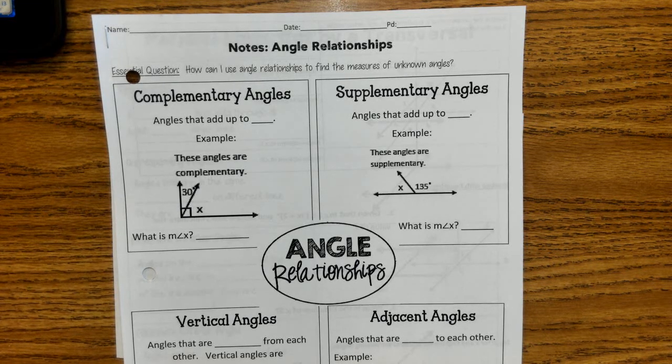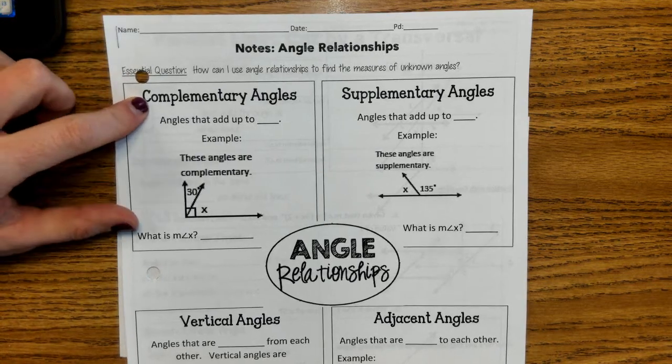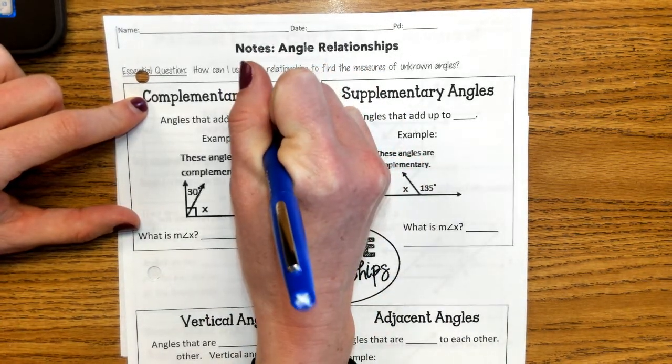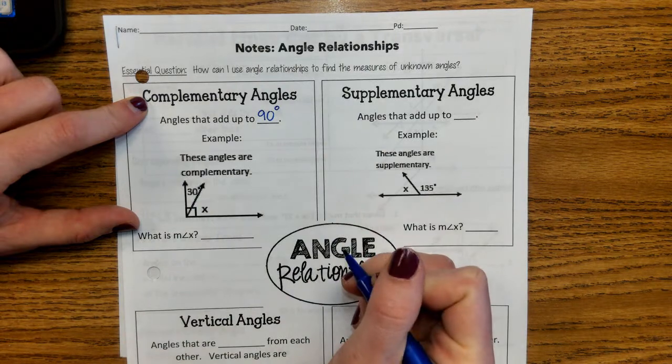Right, our essential question for today is how can I use angle relationships to find the measure of unknown angles? Complementary angles are angles that add up to 90 degrees.